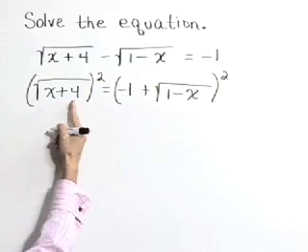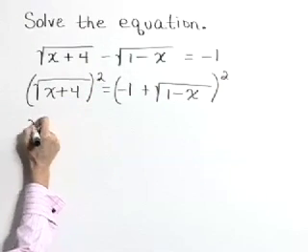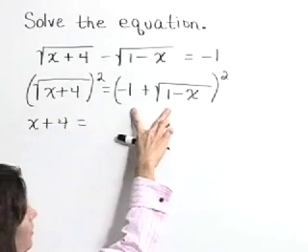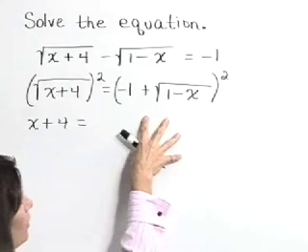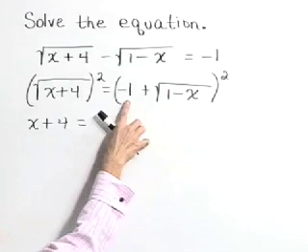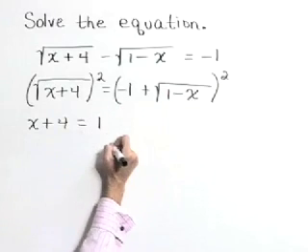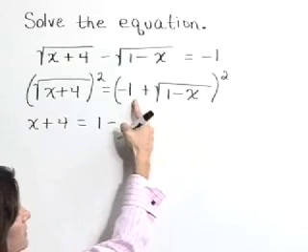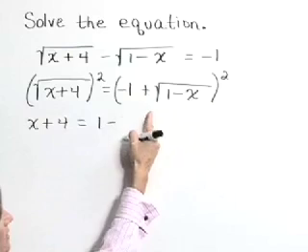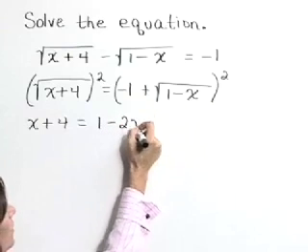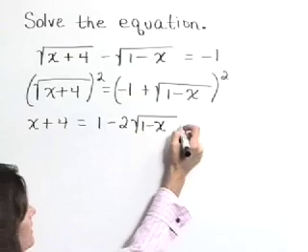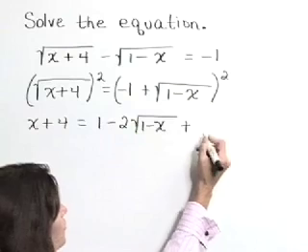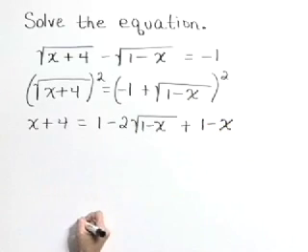The square root of x plus 4, quantity squared, is equal to x plus 4. Now on the right-hand side we have a binomial squared. Don't forget to FOIL that out. As we do, we'll get that first term squared. Negative 1 squared is 1. Minus 2 times our inner and outer product. Negative 1 times the square root of 1 minus x. So that twice is a negative 2 times the square root of 1 minus x. Plus this last value squared. And the square root of 1 minus x, quantity squared, is 1 minus x.